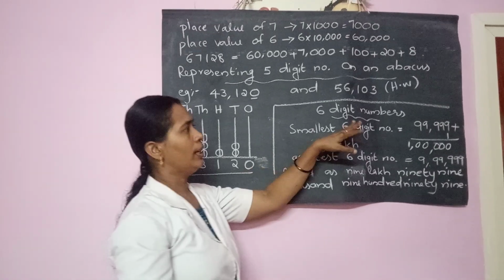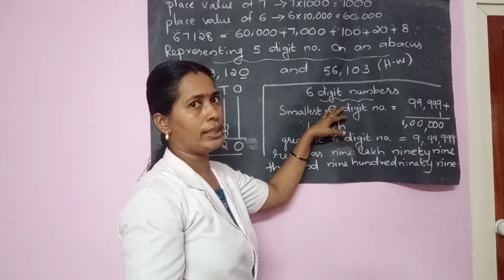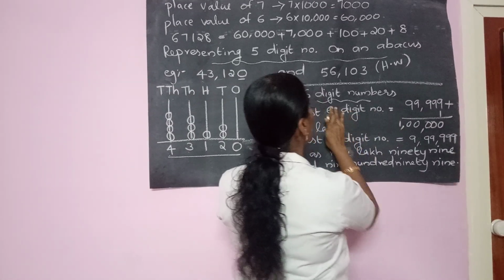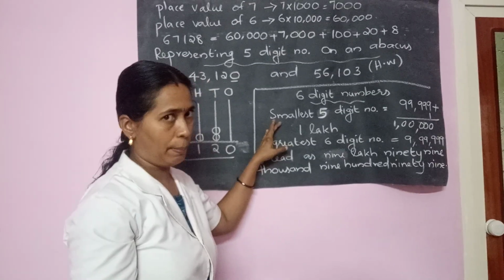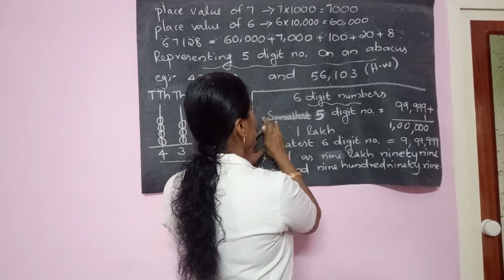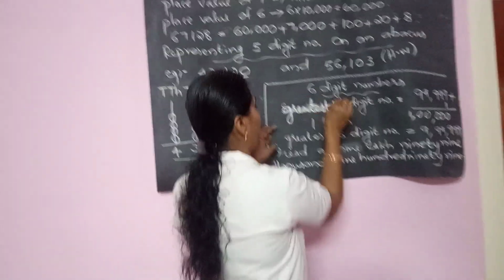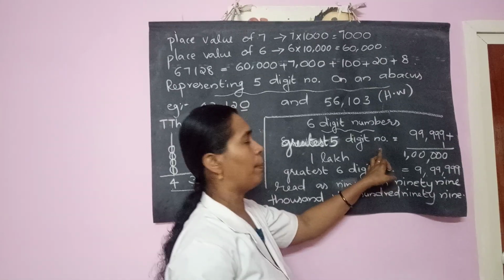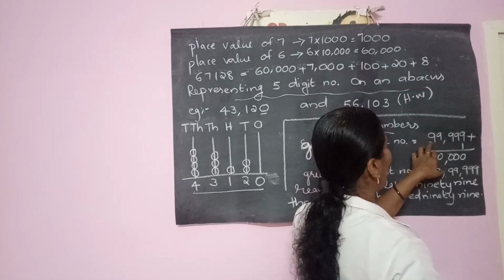The next one, let us move to another topic, 6-digit numbers. So we have to think about the smallest 5-digit number. What is it? Sorry, not the smallest one. It is the greatest 5-digit number. Greatest 5-digit number, how much? How do we find out?